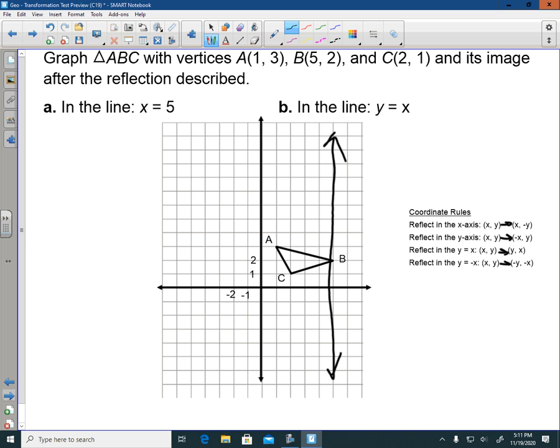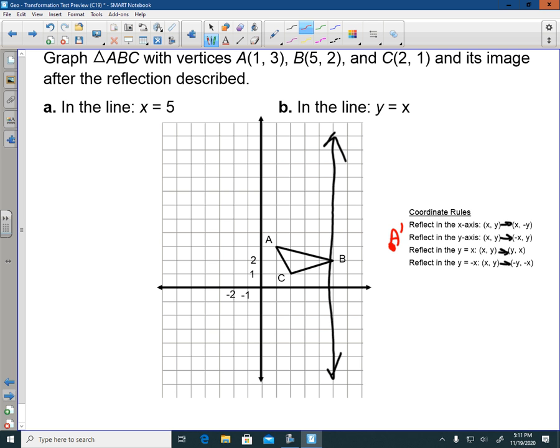Notice that's a vertical line. And also that there's no rule for it. So really all we have to do is do some counting. Because we have these little predictable distances, these little boxes that we can count, let's count them. So A is 1, 2, 3, 4 away from x equals 5. And so we want to count out 1, 2, 3, 4-ish out the other side to get A prime.